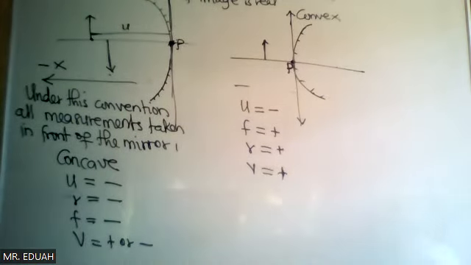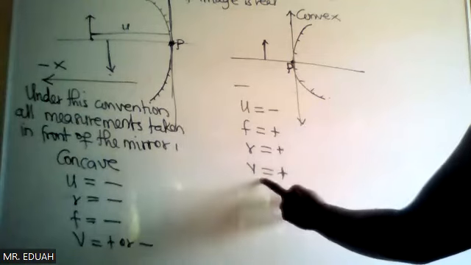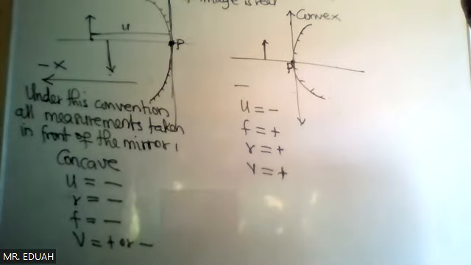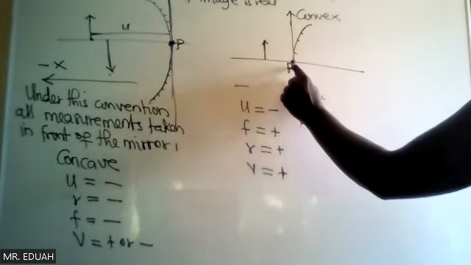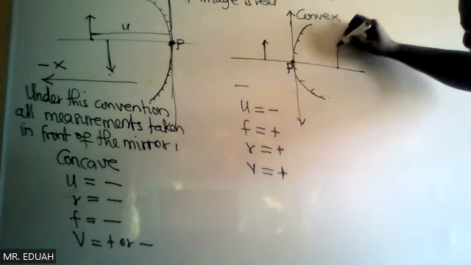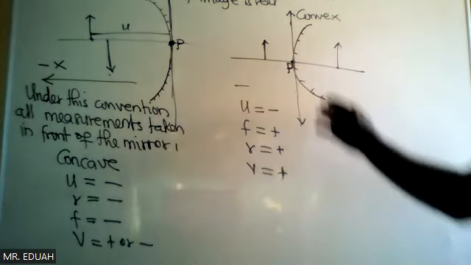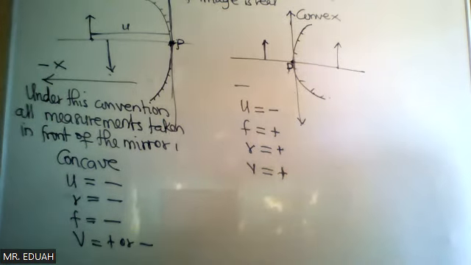Can V also be negative here? For a convex mirror, it always forms a virtual image. In this context, virtual images are always behind the mirror. So whenever you are measuring the image distance, it will be from P to the image, behind the mirror. So as far as a convex mirror is concerned, the image distance will always be positive. Okay, thank you very much.